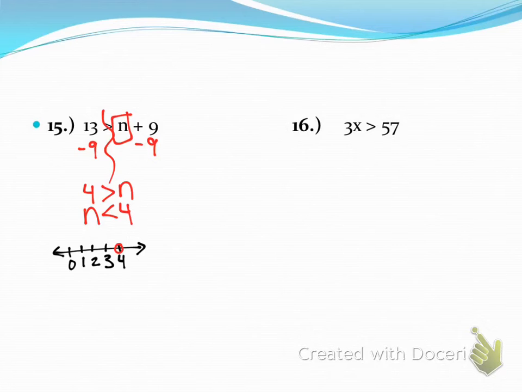Lexi already told us that we would read this as N is less than 4. Jamaro, how would we shade it? To the left or to the right? To the left. If it is less than, we shade to the left.